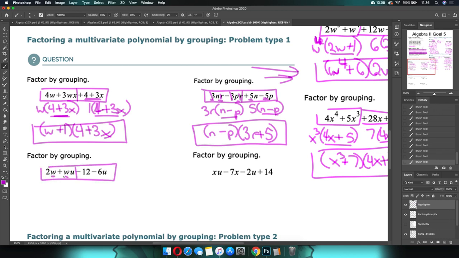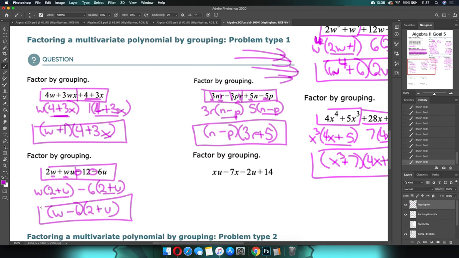We have the W and the W. So W is 2 plus U. Again, they're pulling in the stuff that we did over here, because I have to be careful of the signs. Here, everything was positive. Here, I have some negatives to take into account. So it's not just 6 I'm pulling out, it's negative 6, and that leaves me 2 plus U. Does it match? Yes. So W minus 6, and then 2 plus U, and then we're done.